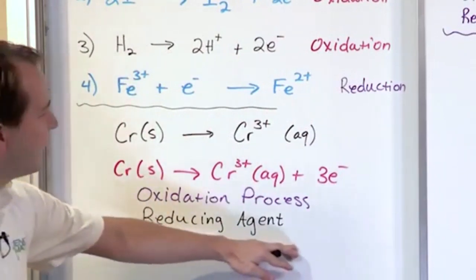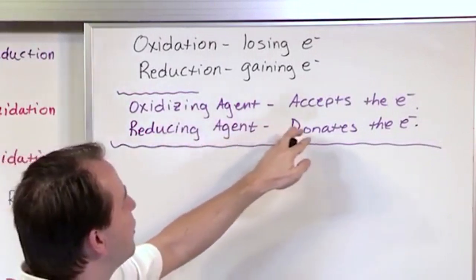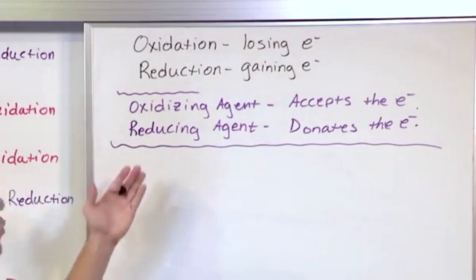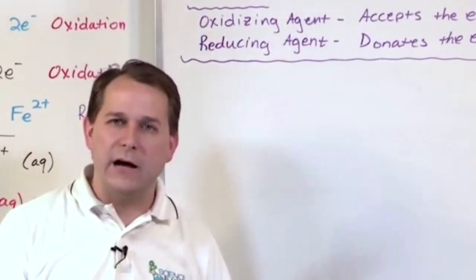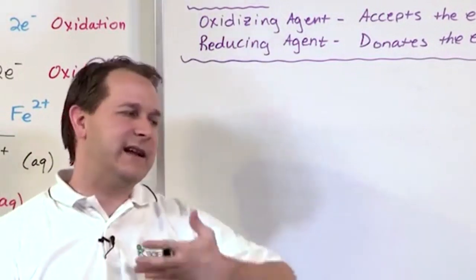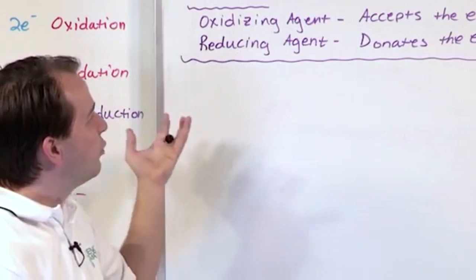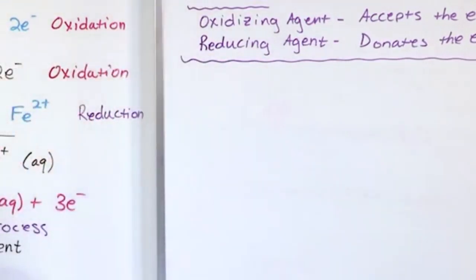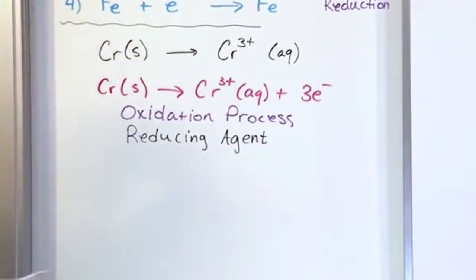And to convince yourself it's a reducing agent, it's whatever we have in the reaction that's donating the electrons. When you have a reducing agent, it's just another way of saying that thing is being oxidized. Because when something's being oxidized, it's giving up electrons, which is exactly the same thing that we call a reducing agent. They're kind of synonyms, really. So that's what's going on here. So chromium is the thing that's donating the electrons, so it would be the reducing agent.